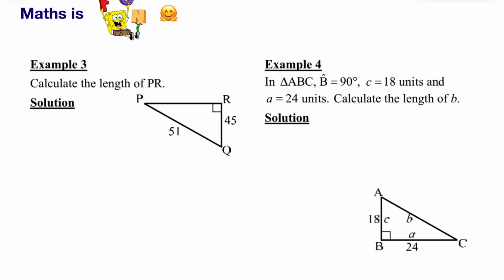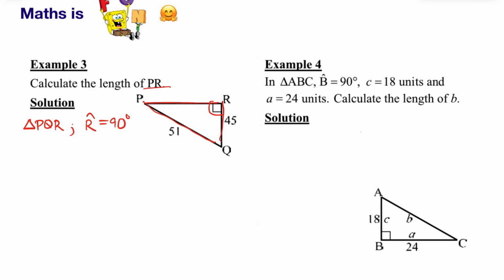At that example, it says calculate the length of PR, right? If you're looking at this triangle, we have a triangle PQR. In this triangle PQR, angle R is equal to 90 degrees. If we can see there, that's 90. So now we are looking to calculate the side PR. Where is PR? PR is this side, right?